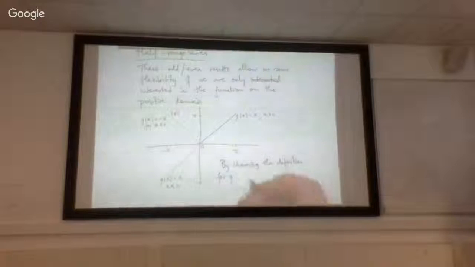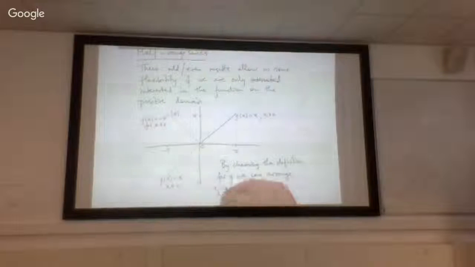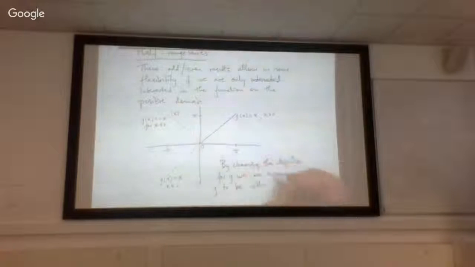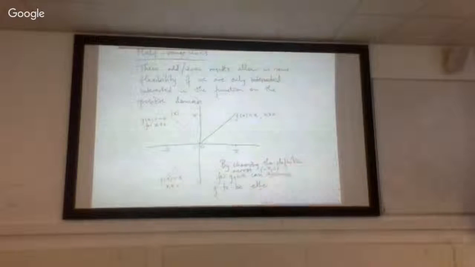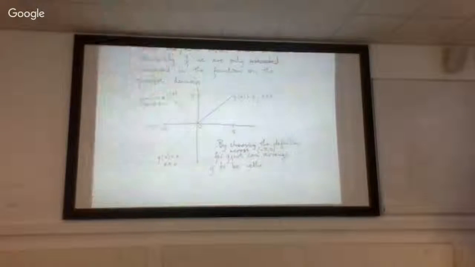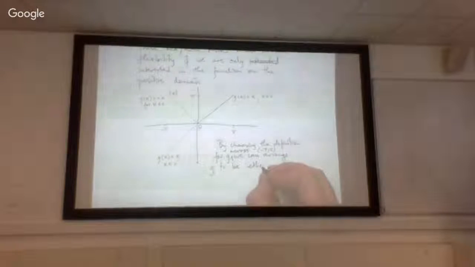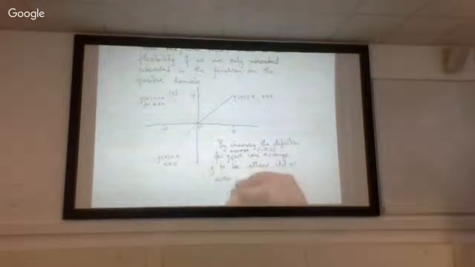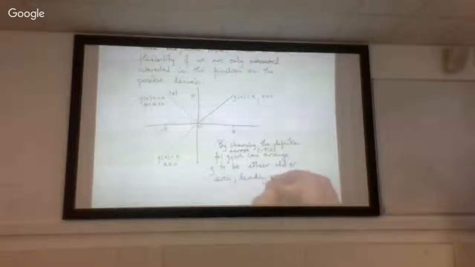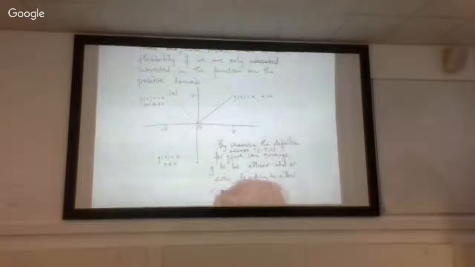So by choosing the definition for g across the interval minus pi to 0, we can arrange for g to be either odd or even, leading to either a sine or cosine series, respectively.